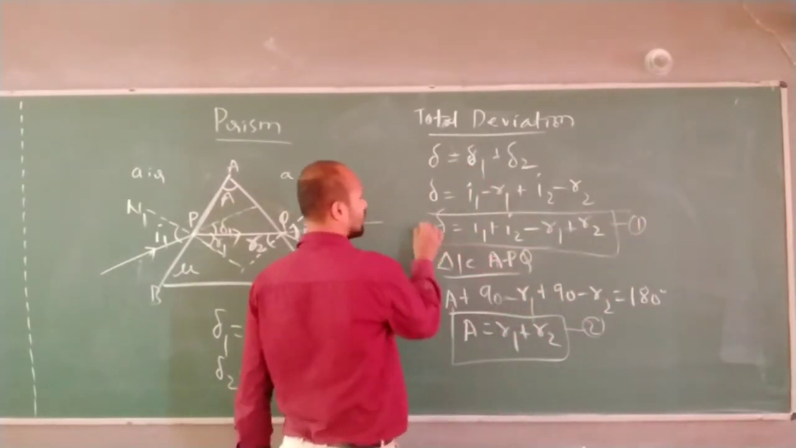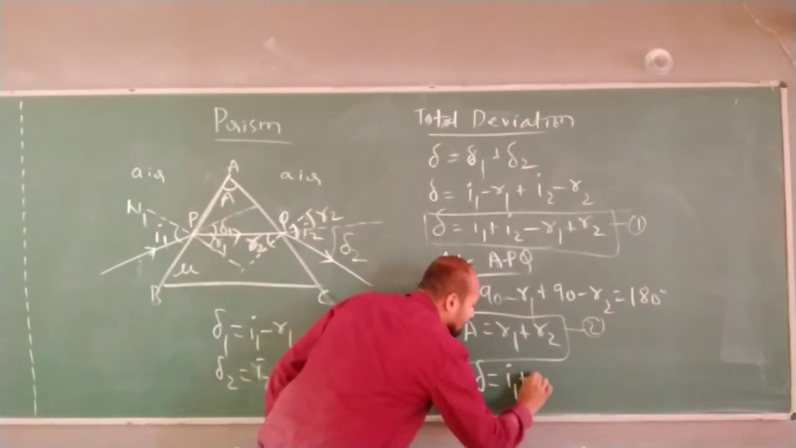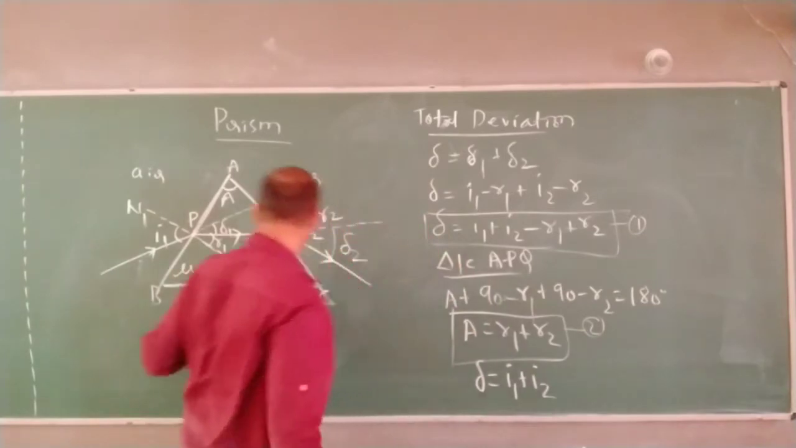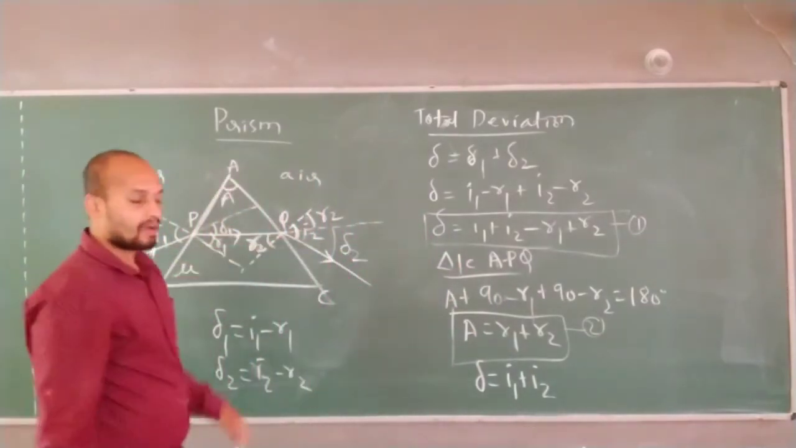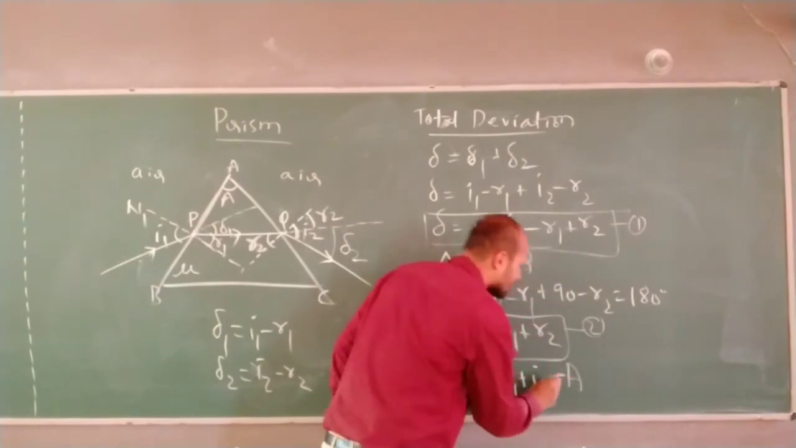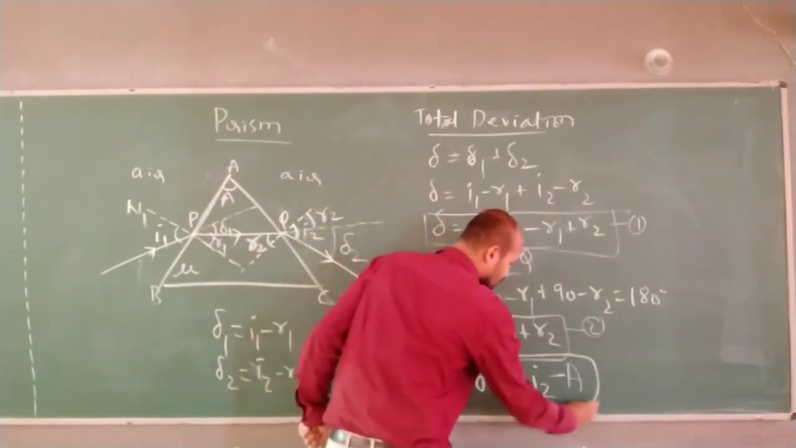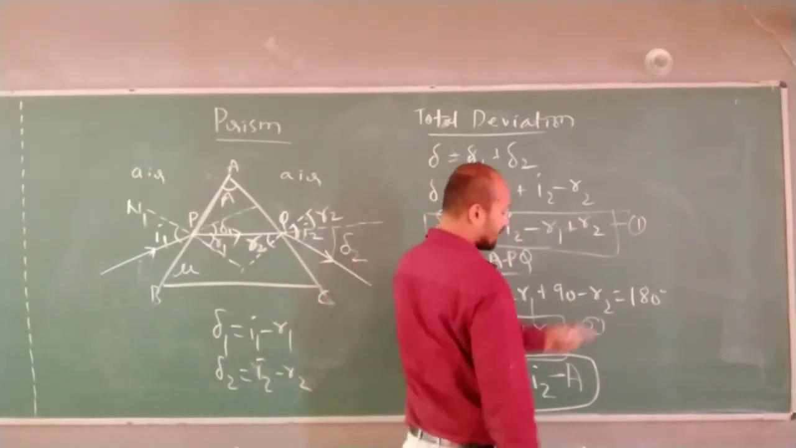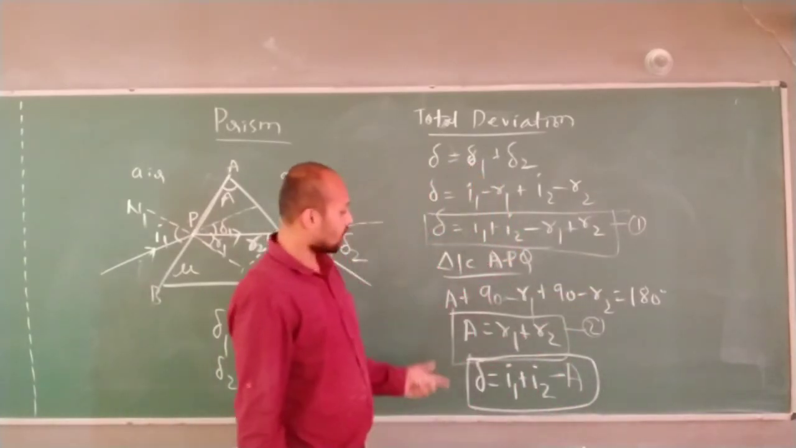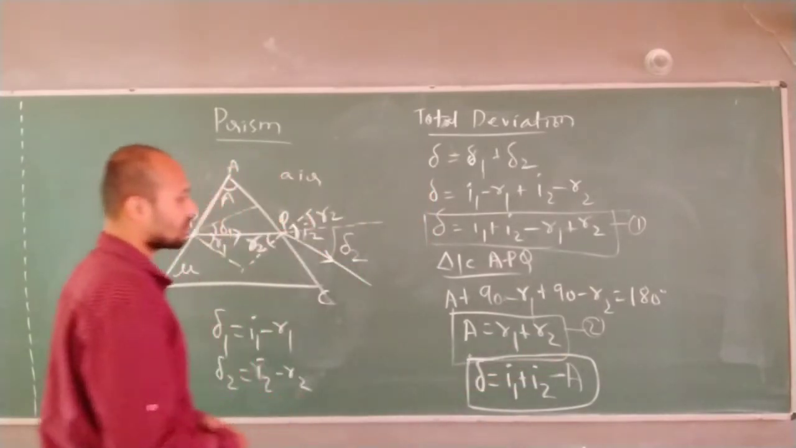From equation 1 and 2, I can write delta is equal to I1 plus I2, where I1 is the incident ray angle and I2 is the emergent ray angle, minus A. This is another standard equation you have to use. Total deviation which happens on the prism, how much? I1 plus I2 minus A. Got it?